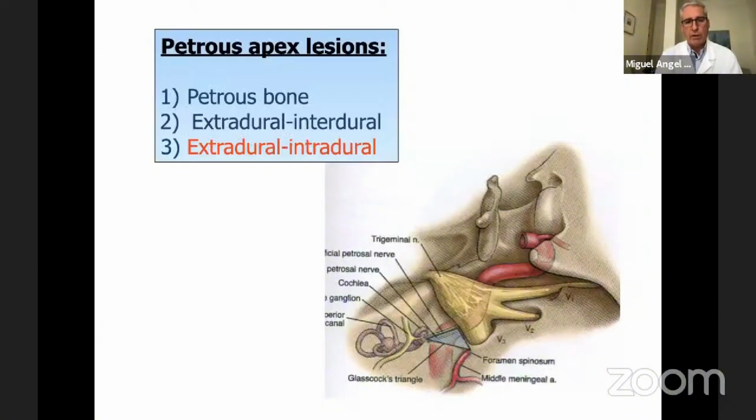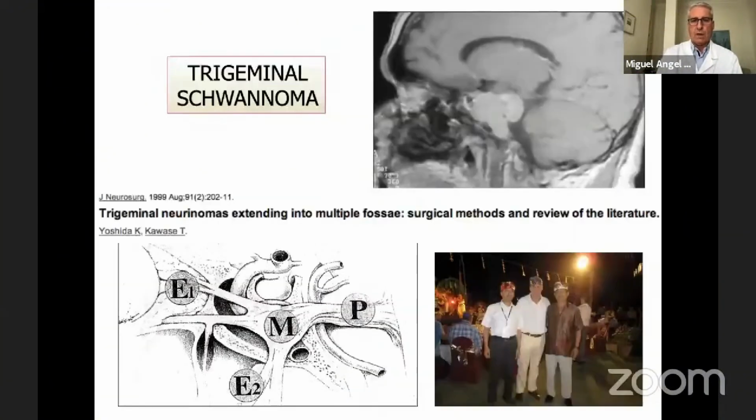Now we can go to the third category of lesions at the petrous apex area, Meckel's cave area, that are extradural and intradural lesions. I very much recommend to the youngest colleagues to read this article published in 1999 by Dr. Yoshida and Kawase. You can see them in Bali 10 years ago in a meeting. This is about trigeminal neurinoma extending into multiple fossae.